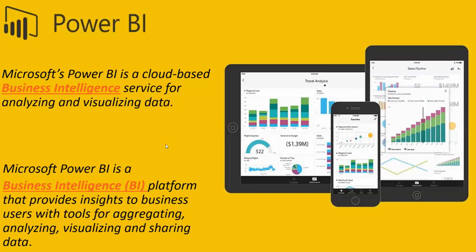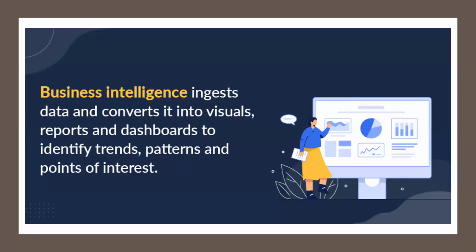Okay, to give you a definition of business intelligence, I have collected one definition from books or various forums. The definition is: business intelligence ingests data and converts it into visuals, reports, and dashboards to identify trends, patterns, and points of interest. If you hear this definition from me, it looks like a more advanced, more operational, more technical definition. In general, it is very tough to understand this kind of definition, right? If it is too technical or too operational, sometimes it doesn't make sense to us to understand what business intelligence is.